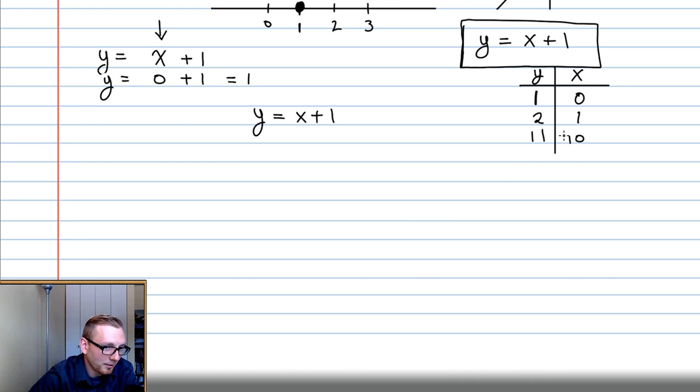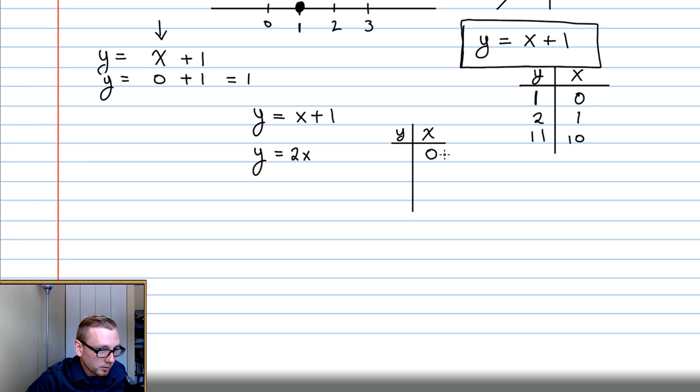Now what if I change the function to be something else? Just a little bit different. So now instead of y equals x plus 1, we now have y is equal to 2 times x. Now I have to figure out what x is. So we're still going to plug in an x value first, and we're going to see what happens.